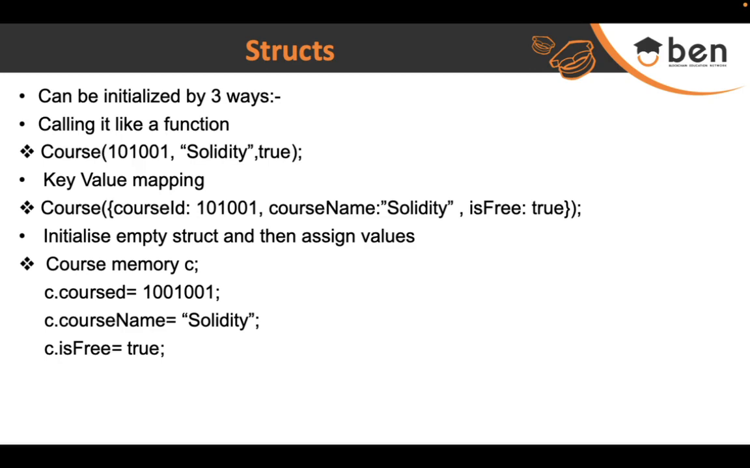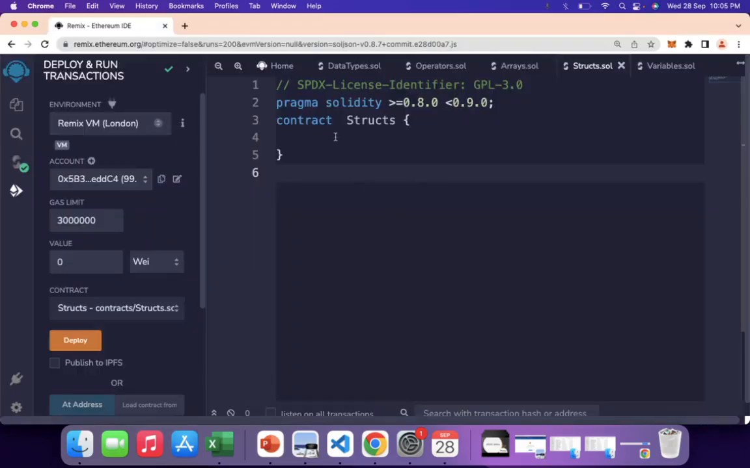I'm sure that you would be confused reading about all this. It will be clear to you once we write the code in our Remix IDE. Then you will be easily able to see it. We'll deploy the code and we will see the values which are returned. So now let's write the code for our struct.